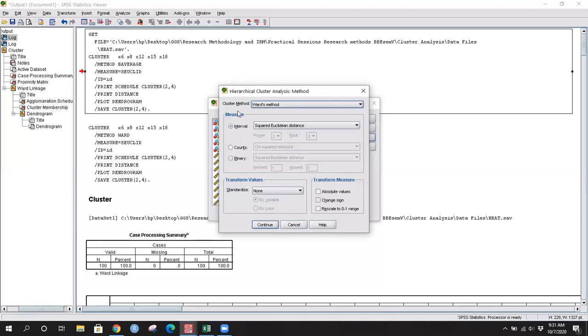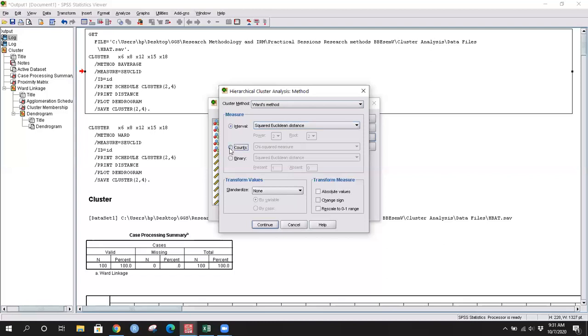Okay, then this Measure option means that for your type of independent variable, which measure will you use? I'm going to tell you what to use when. When your independent variable is, for example, interval, then it's preferred to use squared Euclidean distance. Please note this. This is the most common measure used when you have interval type independent variables.